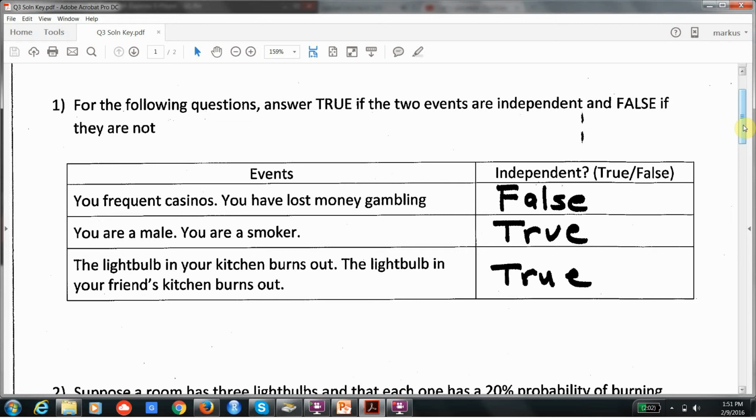I mean, it might be true, but there's no reason to think that gender affects whether or not you smoke, okay? The light bulb in your kitchen burns out. The light bulb in your friend's kitchen burns out. Well, these should really be independent events, right? What happens to the light bulb in your kitchen shouldn't affect what happens to the light bulb in anyone else's kitchen, right? So these are independent also.